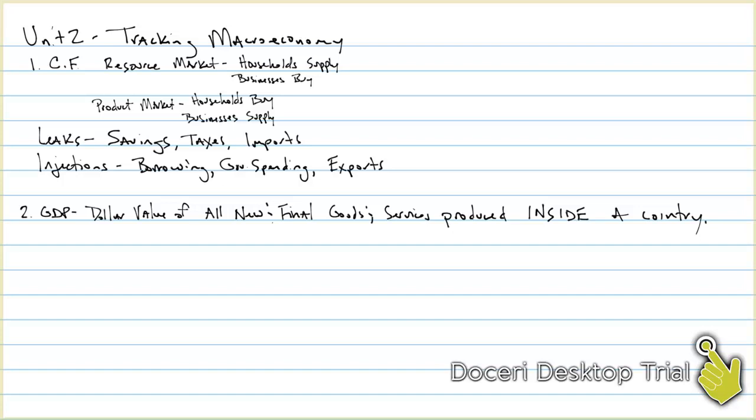Do we care who produces it? We do not care who produces it. It does not need to be a U.S. company. Okay, that's probably one of the most common errors that students run into when they're looking at questions about GDP. They think it has to be a U.S. company. It does not. It just needs to be produced inside the U.S. It has to be new, and it has to be final, which means it can't be used, and it can't be an intermediate good.